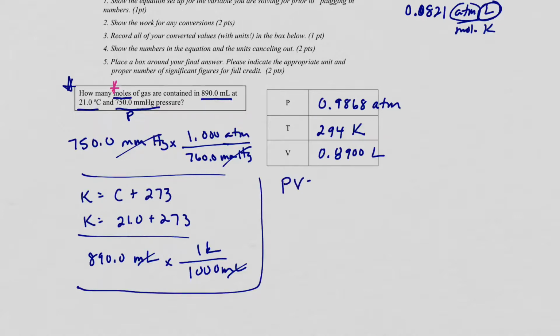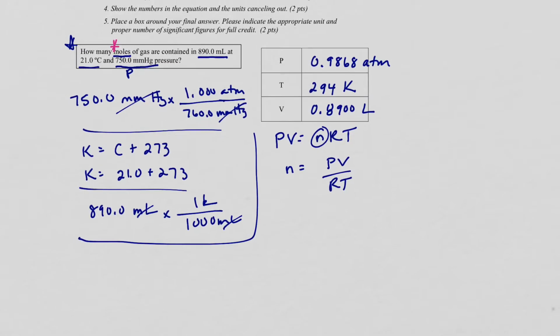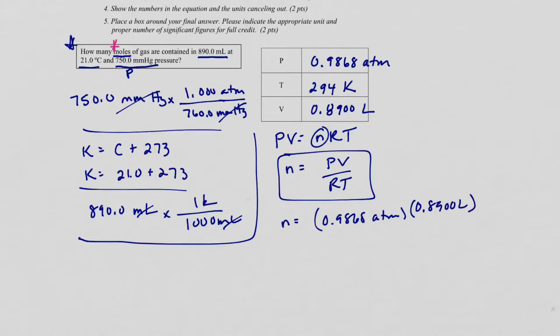So what we now need to do is set up the equation. We are being asked to find how many moles, that's n. When we rearrange this, we're going to have n is equal to PV over RT. So now this is a matter of substituting our numbers in. n is equal to 0.9868 atmospheres. Plugging in our volume, 0.8900 liters, divided by our gas constant. Make sure you have all 4 of those units in there. And then the temperature is 294 Kelvin.